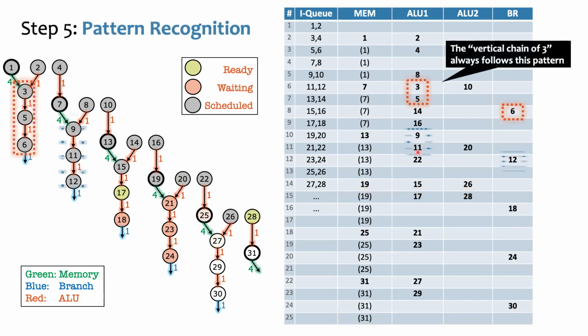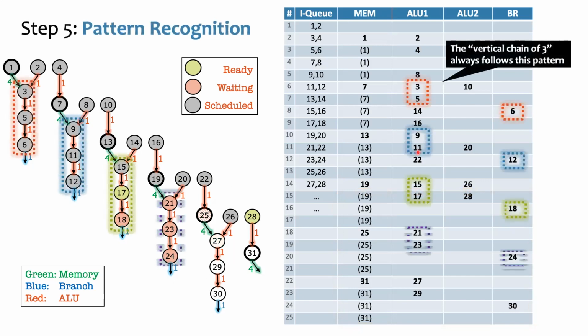So now it's time to recognize a pattern, right? When you look at the data flow graph, you see you have this chain of 3 operations, just hanging on the side. There's nothing that depends on them. So once you execute 3, then you can execute 5 on the next cycle, 6 on the cycle after, right? So once you run 9, next cycle will be 11, and then the next one will be 12.